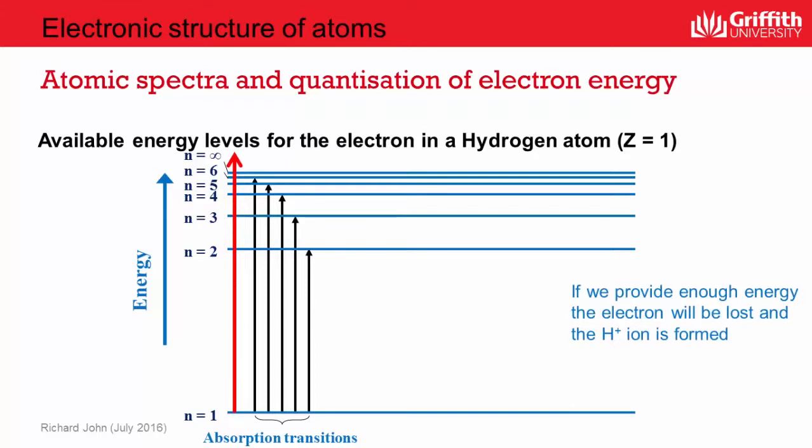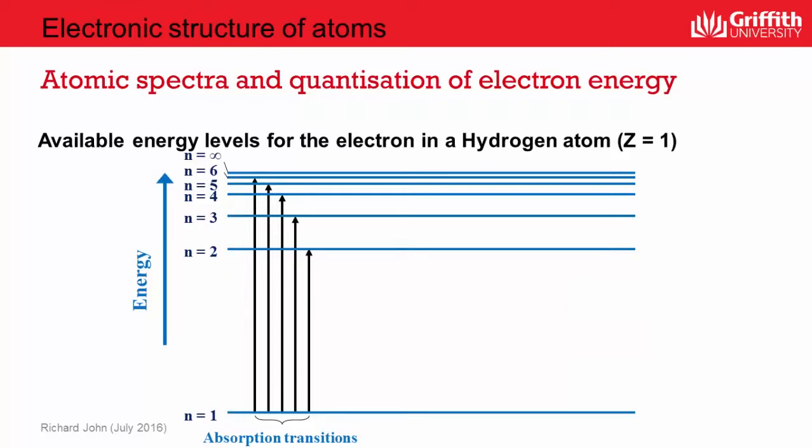It should be noted that if we provided enough energy beyond the n equals infinity energy level, then the electron will be lost from the hydrogen atom and we will form the H+ ion. But for now, let's just limit ourselves to the case where the energy provided is sufficient to raise the energy of the electron, but not so much as to undergo ionization.